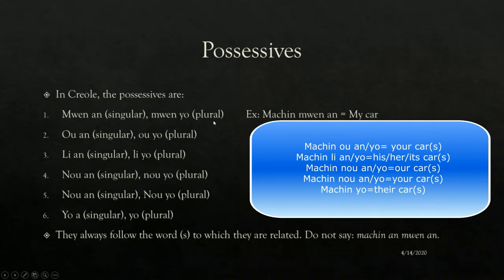But for singular, we have moyen. So it's going to be machine moyen. Okay, machine ou, machine nia, machine noa, machine yoa. So it's going to be my car, your car, his, her, its car, our car, your car, their car. Okay, let's move on.